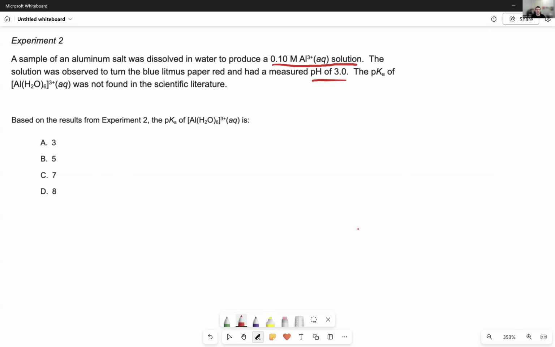And then the last thing they say is we don't know the pKa because we can't find it in the literature. And what I like to do on the MCAT, because a lot of this work can get messy, or again, all the variables can get confusing, is I always like to write down, what am I looking for? That way, as I'm working through the problem, if I ever get lost in the math or lost in the variables, I can always go back and be like, okay, wait, what am I trying to find? And for this one, it's the pKa. So for this one, we're going to write pKa equals question mark.